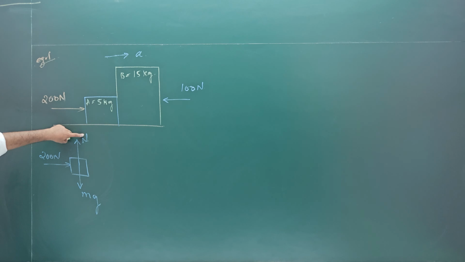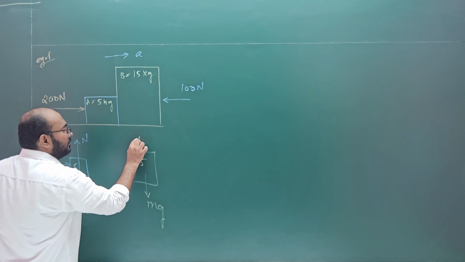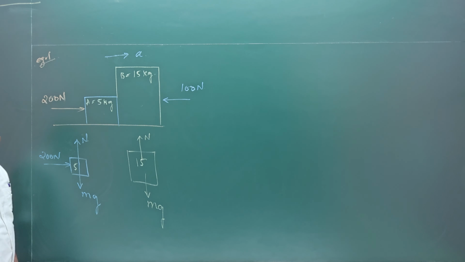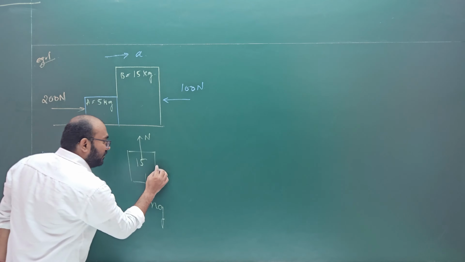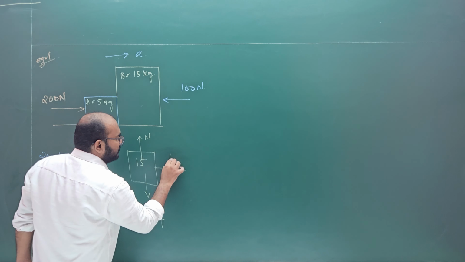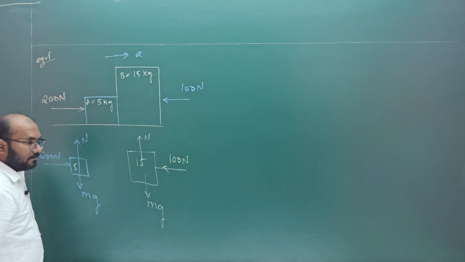On this 15 kg body, mg is acting in the downward direction. Normal is acting in the upward direction. And one force is acting on this body in this direction, that is 100 Newton. Yes or no?